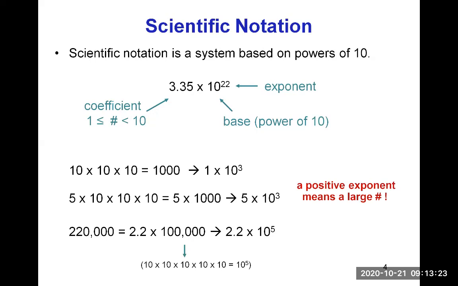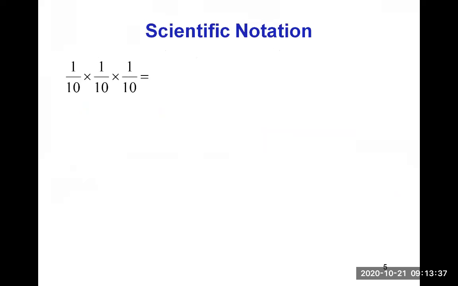So one thing that is very important to remember is that a positive exponent means a large number. Positive exponent, large number, because you multiply by 10 the number of times of the exponent. If instead you have 1 over 10 times 1 over 10 times 1 over 10, which is equivalent to 1 over 1,000, the denominator is 10 multiplied by 10 multiplied by 10, so 1,000. And 1,000, we know it's 10 to the third. And so it's 1 over 10 to the third. And so in scientific notation, this would be written as 10 to the negative 3. So it's 1 times 10 to the negative 3.